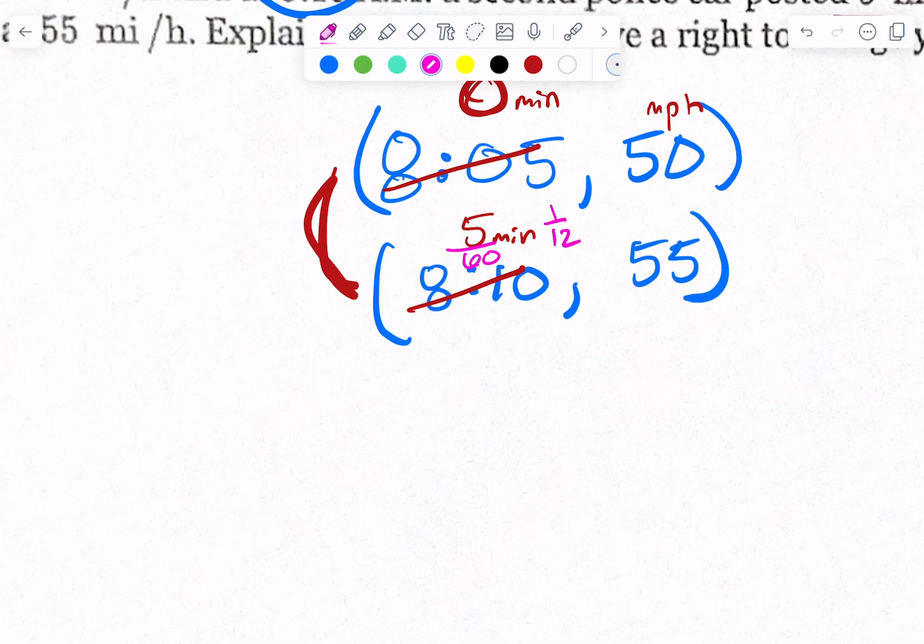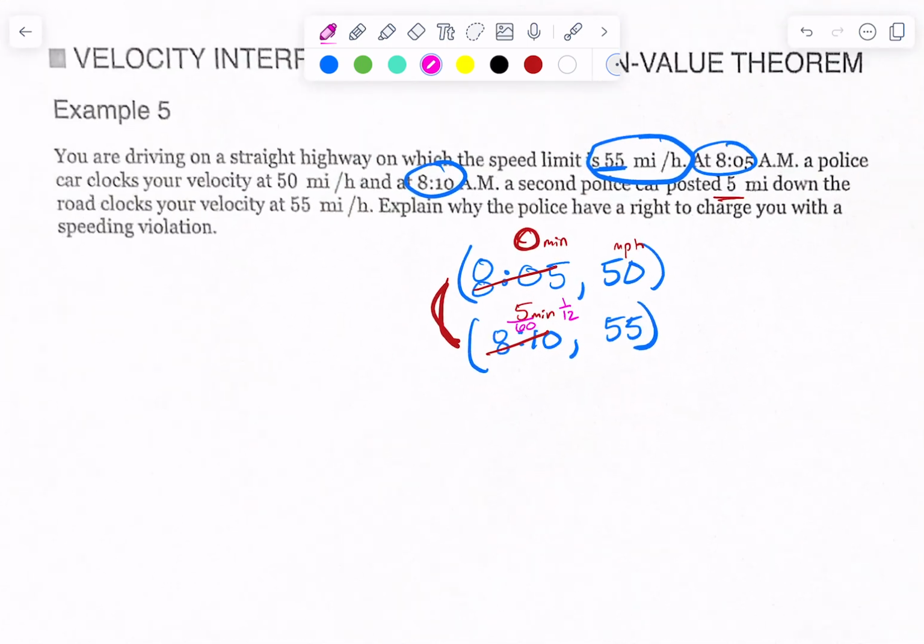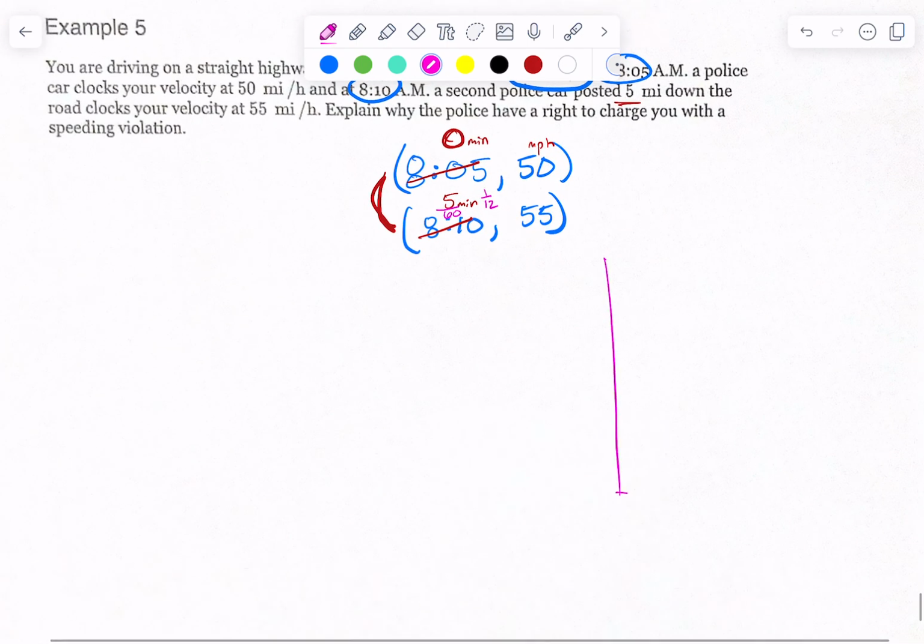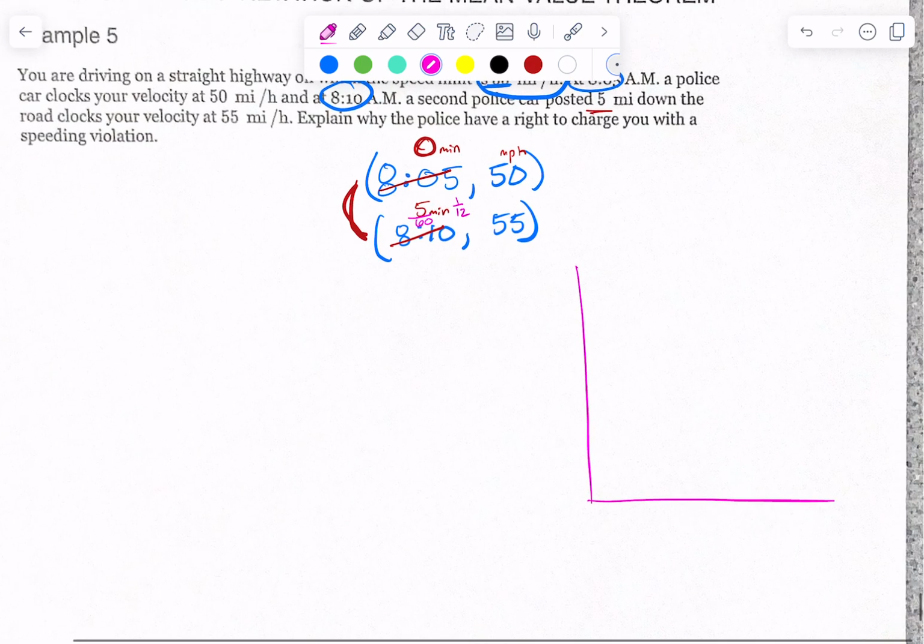5 over 60, 5 minutes out of 60 minutes, is 1/12 of an hour. True? Okay, so this is what we have going on here. I'm only going to do the first quadrant of the graph. I have 50 miles an hour at 0. This is (0, 50).